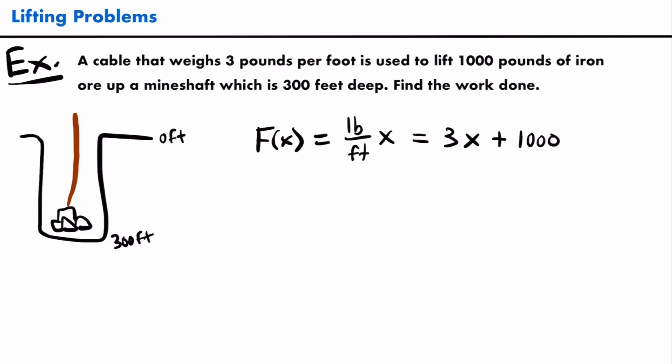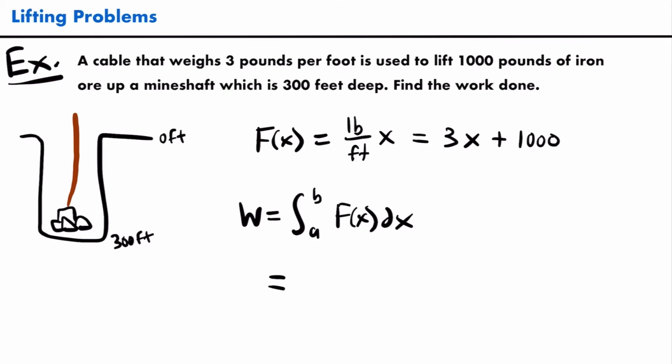And so now we can set up our integral for work. We will have that the work is equal to the integral from a to b of the force function times dx. And so we have our force function, but what about our bounds of integration? Well, we are lifting the cable and the iron a distance of 300 feet, since the mine shaft is 300 feet deep. And so even though I have this labeled as 300 feet deep, the iron ore and the cable are starting at a height of 0 feet that they have been lifted, but then at the end, they are going to be lifted a total of 300 feet to get to the surface. So our bounds of integration will be from 0 to 300.